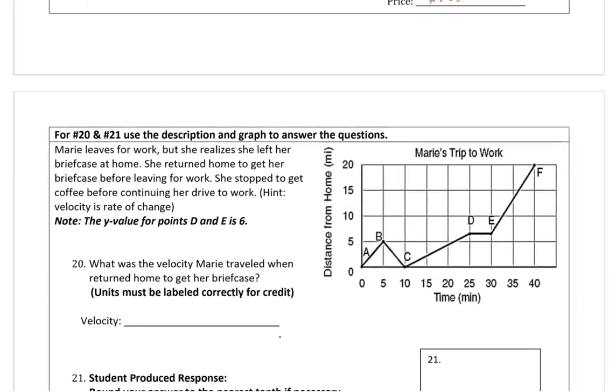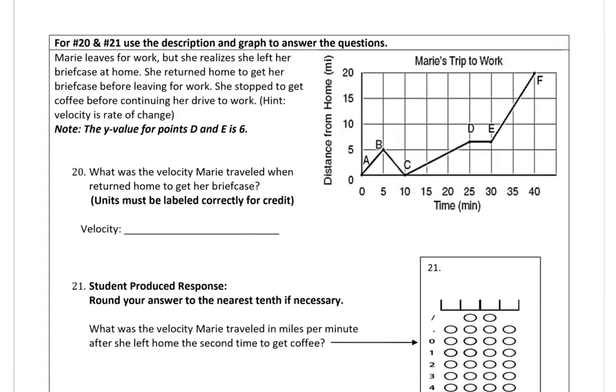All right, now we're on our last page. Marie leaves for work, but she realizes she left her briefcase at home. She returned home to get her briefcase before leaving for work. She stopped to get coffee before continuing her drive to work. And remember, velocity is our rate of change, or slope. Let me tell you what the y values here for D and E. We're at 6. Okay. So what was the velocity Marie traveled when she returned home to get her briefcase?